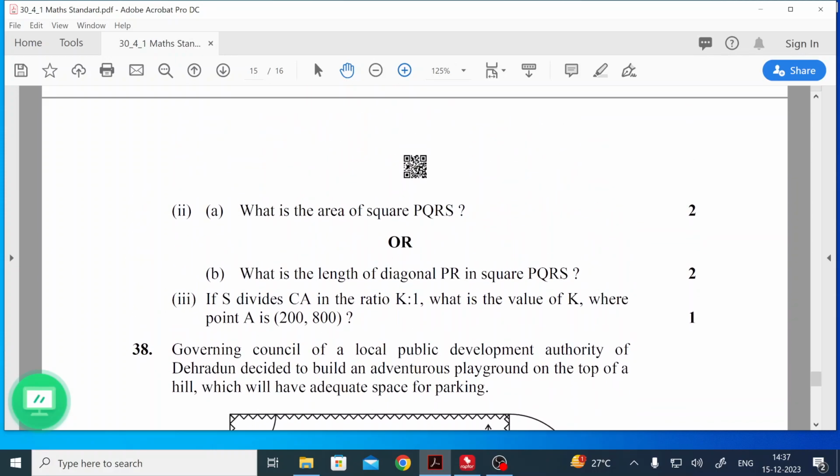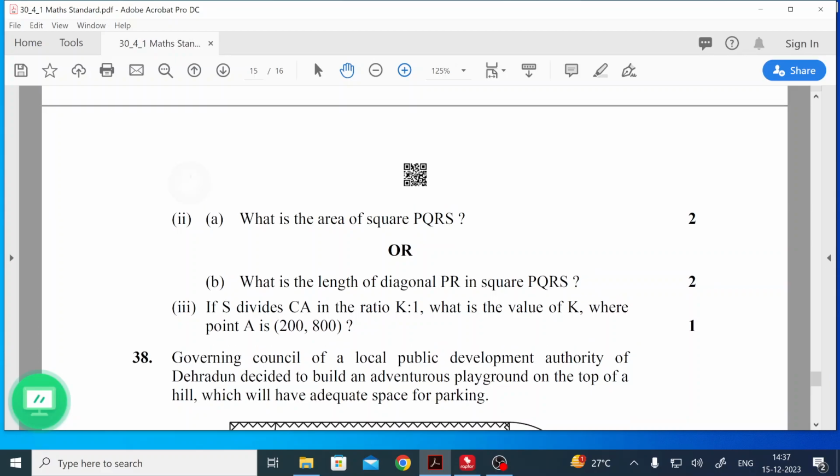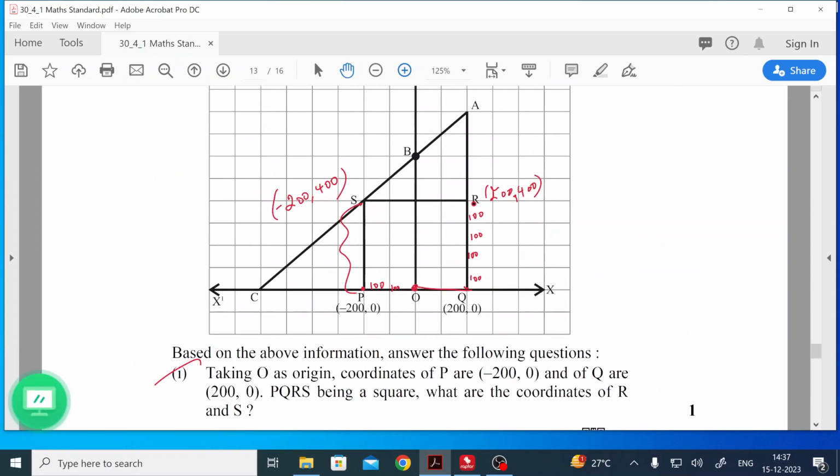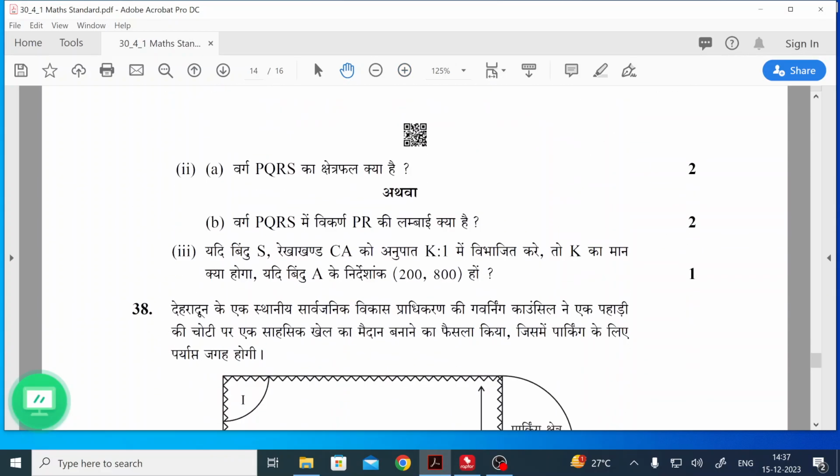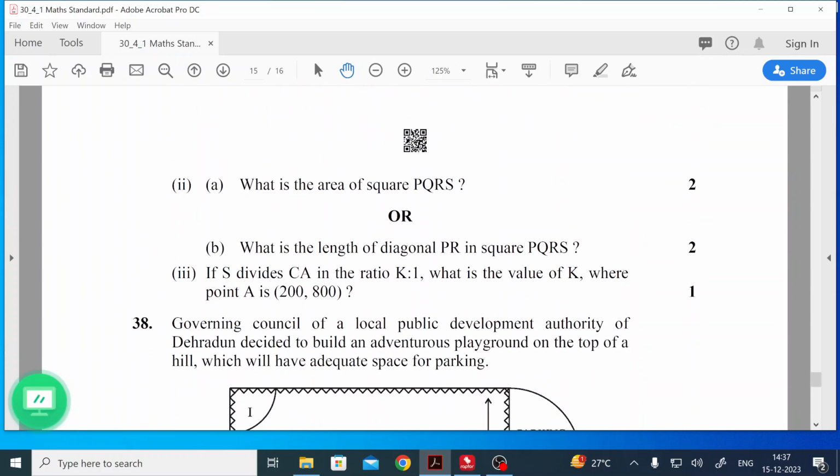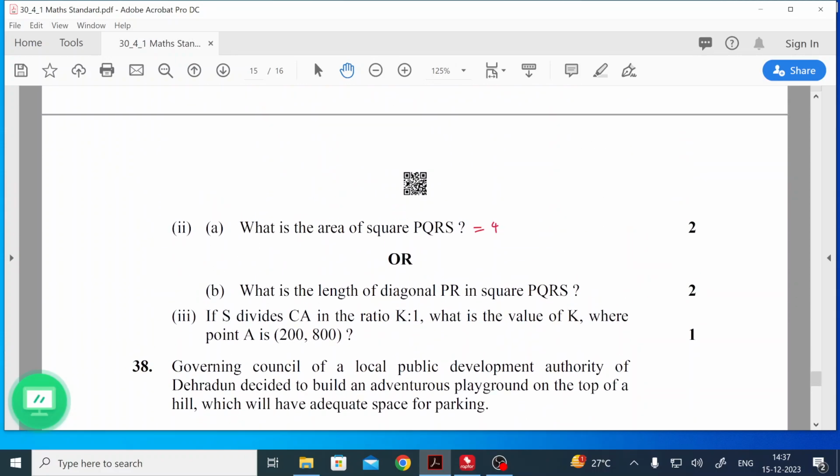What is the area of a square? Side square only we have to find, am I right? Then what is the side? The length of the side is 400, am I right? This is the length 400 we got. Then 400 square is the answer. That is what is asked: what is the area of the square? 400 square. 4 square 16, 00 square, the value is 1,60,000. Understand? So you will be getting like this.